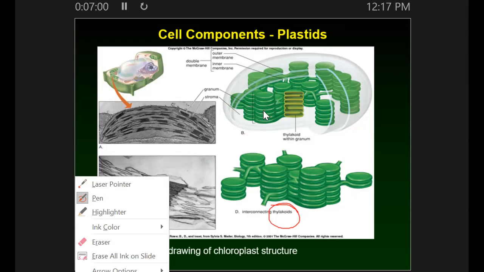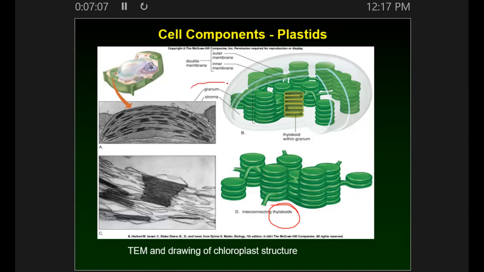And when you talk about that, you refer to it as the grana. Or if you want to use a singular word, it's granum. I usually don't say singular, I just say grana. You put an A on the end and then that's plural. So the grana or the singular granum, that's those stacked regions of the thylakoid membrane. And then, I don't know if they have the word on here. All right, I'm going to write it down.